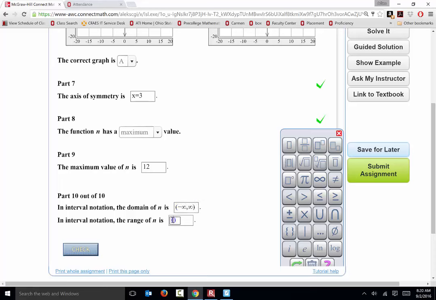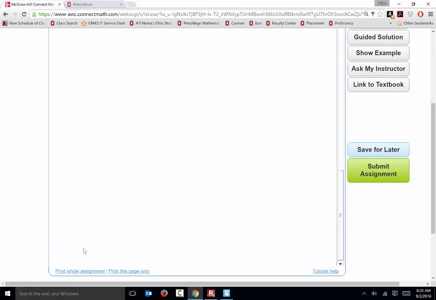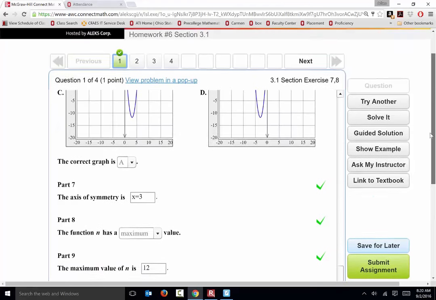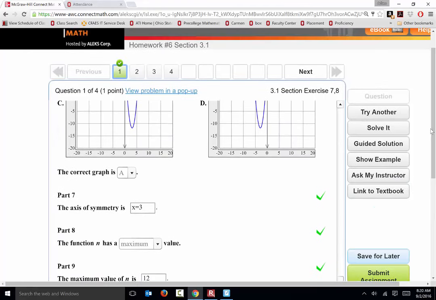Range was negative infinity to 12 with a bracket. There we go. All done. Okay. I told you this was the easier one, and even the easier one took our 15 minutes.